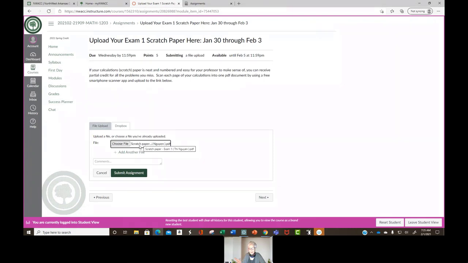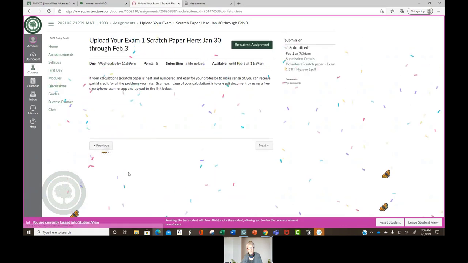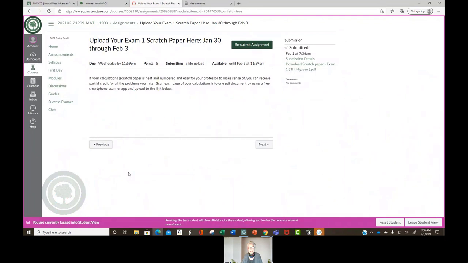I'm going to upload it to a kind of a ghost student that I can use as an example. What she did was she used Adobe Scanner that she downloaded to her smartphone, and she was able to scan all the pages at once, which became a PDF document, which she uploaded. So I'm going to do that. I'm going to submit the assignment. And now it's submitted.